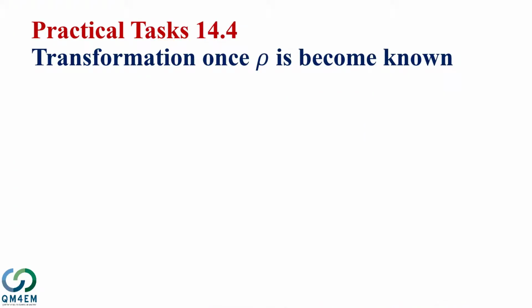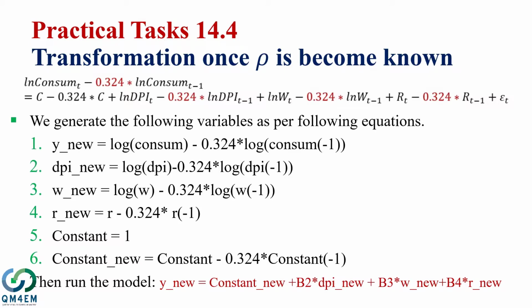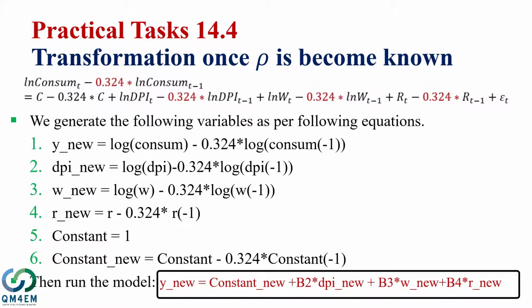Let's have a discussion on that. So let me switch back to my presentation. So we run this model, y underscore new is equal to constant underscore new plus beta 2 into dpi underscore new plus beta 3 w underscore new plus beta 4 r underscore new, where all these variables are created from the 1 to 6 formulas. So we have that, and then we go to the output.